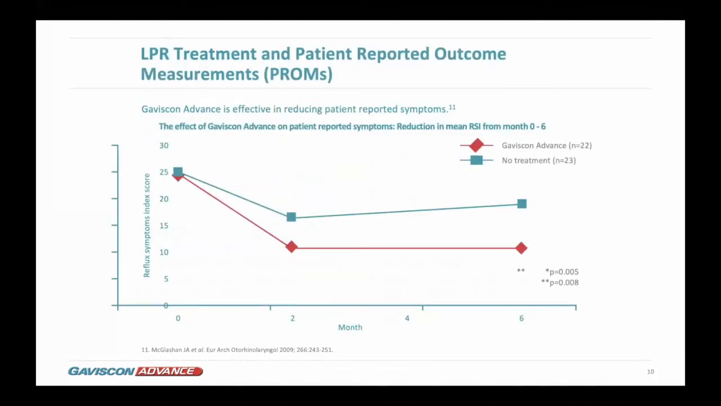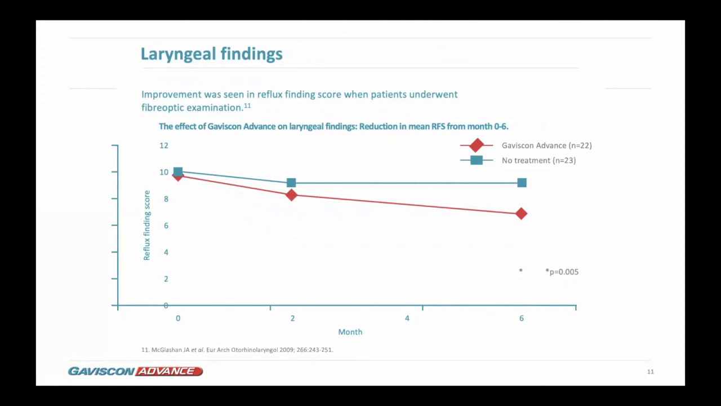The findings were significant. This has given Gaviscon Advance the license in the treatment of LPR. What we see in this first graph is the reflux symptom index being significantly reduced, more effectively than just having the vocal hygiene advice. And Gaviscon Advance sustained that benefit over the 6 months. In the laryngeal findings, improvement was seen in the reflux finding score when patients underwent fibre optic examination.